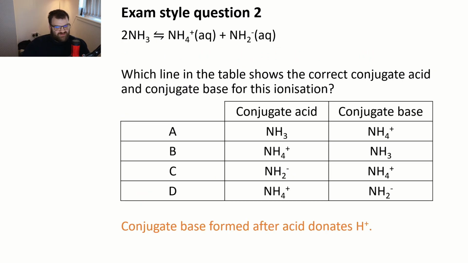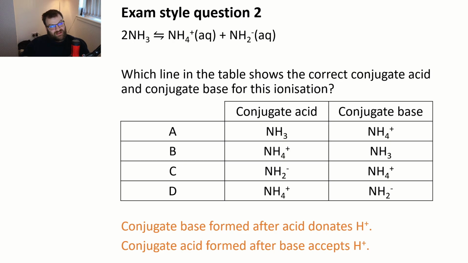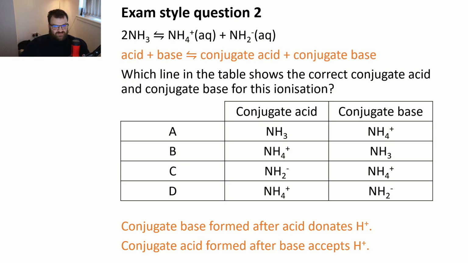In this one, similar again, but we're now focusing on the conjugate parts. Well, the conjugate base is formed after the acid donates a hydrogen. So we've got two NH3s. So when it loses a hydrogen, it's going to become NH2 negative. So that's going to be our conjugate base for that one. And the conjugate acid is formed after the base accepts the hydrogen. So again, the other NH3 is acting as a base. Add on a H, NH4 positive would be your conjugate acid. And that should give us an answer of D for the correct answer to this one.